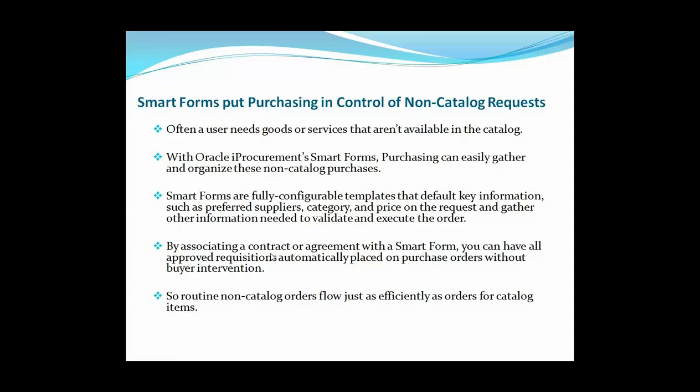Okay, so these smart forms are actually fully configurable templates which can be used to default certain key information like the price, the supplier, the category, etc. Okay, so as a result of this auto population, the time of the user to enter the non-catalog request reduces a lot, right? And then we can also associate the smart form with a contract or an agreement.